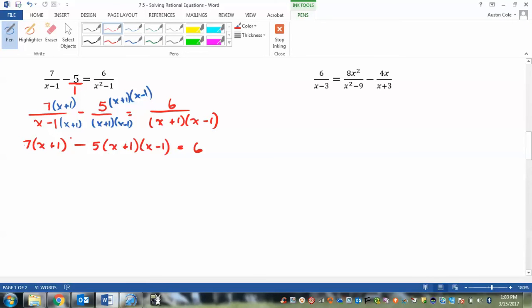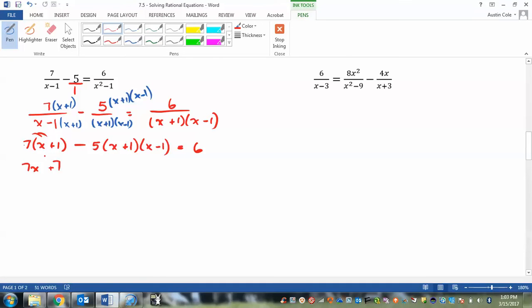All right, and now we're just solving this guy. So I can distribute my 7 and get 7x plus 1. Oh yeah, plus 7. I did not do that on purpose. And now, how do you guys want to do this one? You want to distribute the -5 first or FOIL?